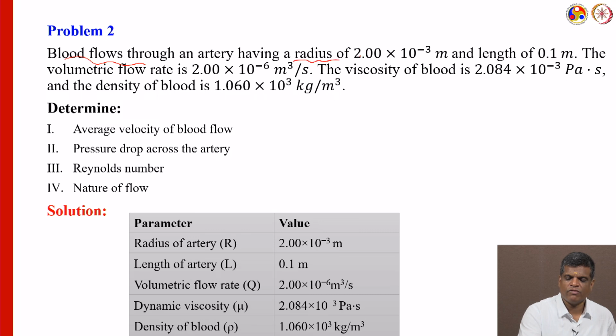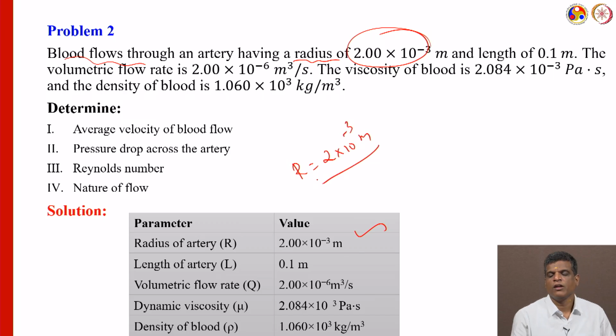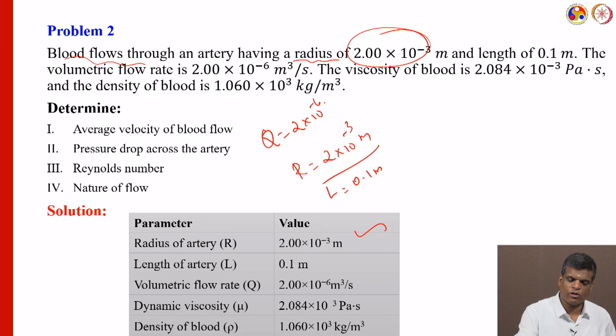The artery has a radius r equal to 2 into 10 power minus 3 meter. The length L equal to 0.1 meter. The volumetric flow rate Q equal to 2 into 10 power minus 6 meter cube per second. The length and radius are also given.